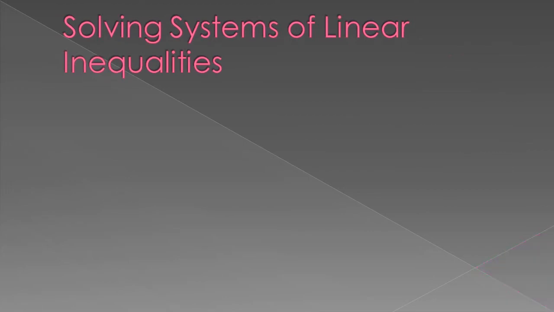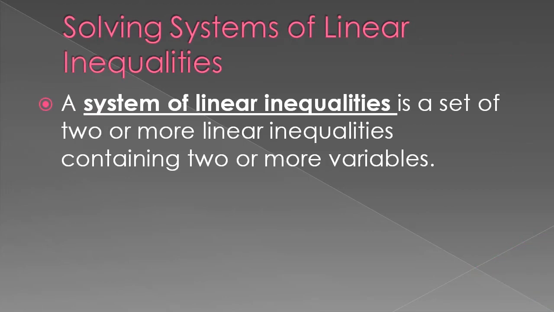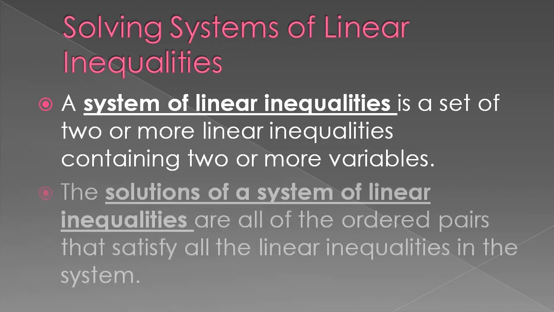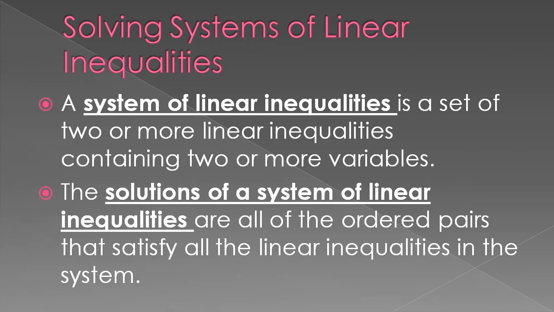What is a system of linear inequalities? A system of linear inequalities is a set of two or more linear inequalities containing two or more variables. Remember, in inequalities, you have a less than or greater than symbol or a less than or equal to or greater than or equal to symbol. The solutions of a system of linear inequalities are all of the ordered pairs that satisfy all of the linear inequalities in the system.